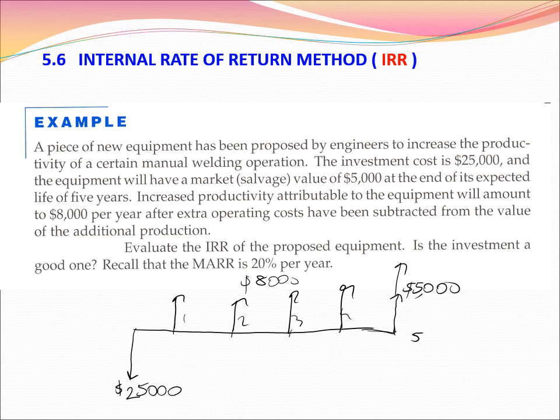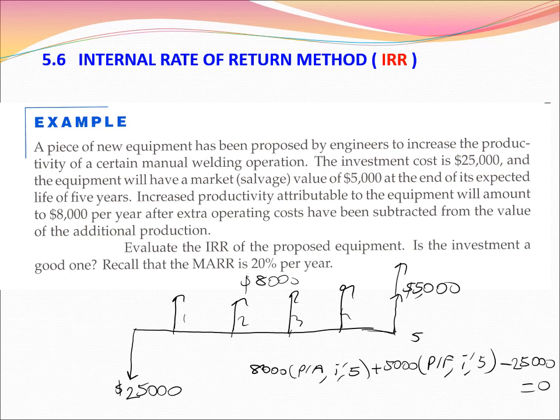And in order to use the rate of return method, again, we will collect everything in the present time. So this 8,000 P given A, I %, we don't know it yet, and the lifetime is 5, plus this 5,000 salvage value, P given F, I %, and 5, and subtract the expenses, which is $25,000, and we want this value to be equal to 0. And now we need to solve for this unknown interest value.